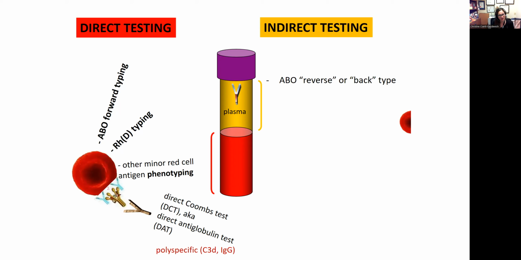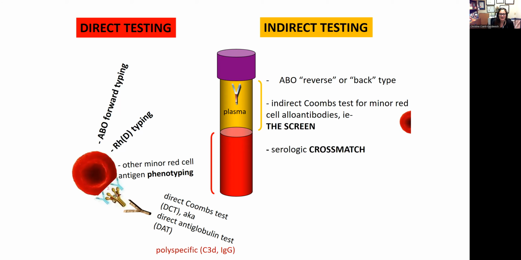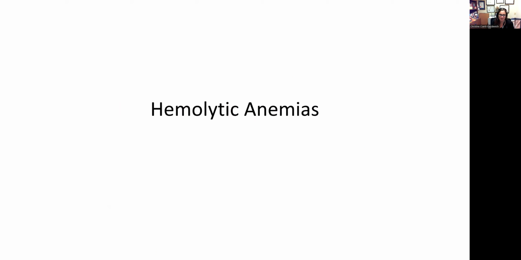So ABO typing involves forward and reverse testing, so to speak, and then that indirect Coombs test for minor red cell alloantibodies. So we're using a Coombs reagent that is IgG focused. And when we run your patient's plasma against reagent red cells, we call that a screen. And when we run your patient's plasma against the candidate red cells, we call that a serologic crossmatch. And again, this is monospecific. Now we're only interested in seeing whether or not it's IgG that's landing on the screening cell or the candidate unit for cross-matching.